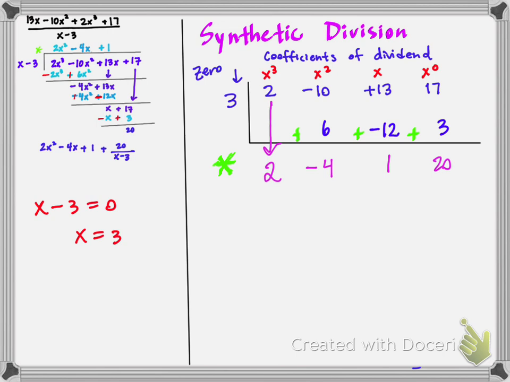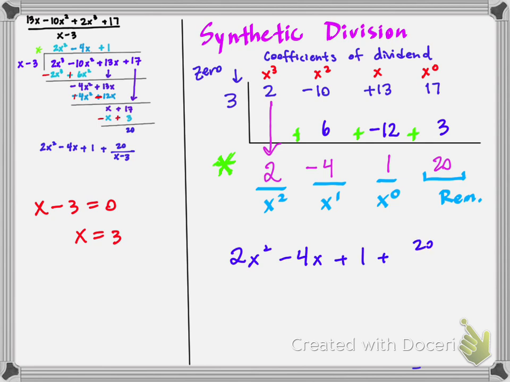Okay, so here's how your answer gets written. Every time, your last number is known as the remainder. This term is going to be the x to the 0 term, and then it goes up in ascending order. So x to the first term, x squared. So your final answer is 2x squared minus 4x plus 1 plus the remainder, which is 20 over x minus 3. Sure enough, that's the same answer we got with our long division, but synthetically.